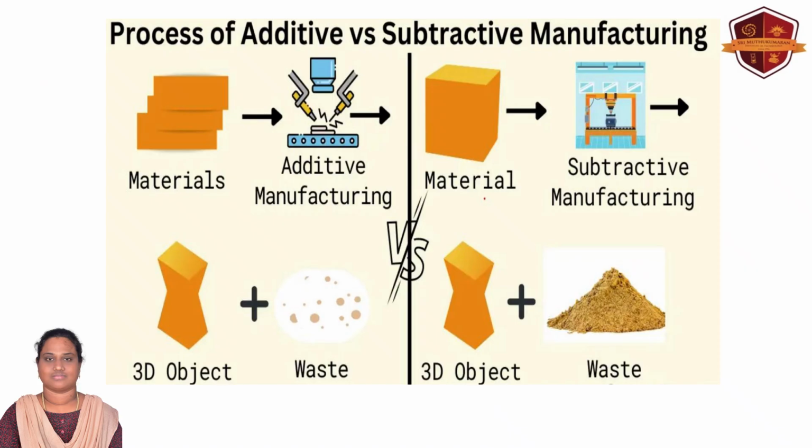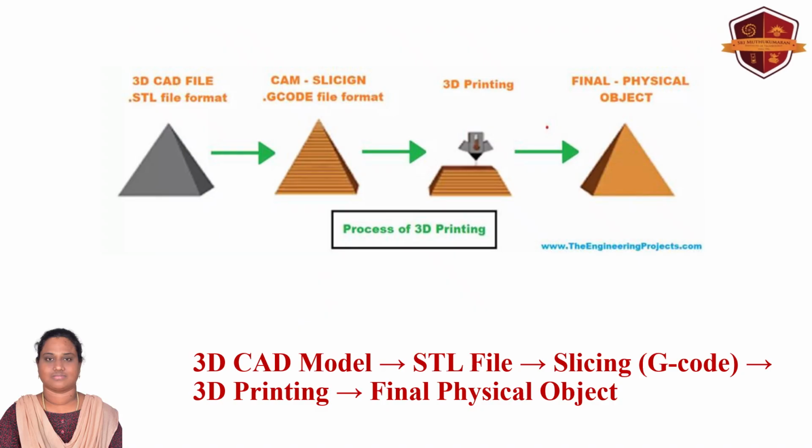In the figure, the process of additive and subtractive manufacturing is given. See, in additive manufacturing, materials are added layer by layer and there will be less waste. In subtractive manufacturing, materials are removed from the solid block and there will be more waste. So this is about additive manufacturing and subtractive manufacturing. Next, come to the process of 3D printing.